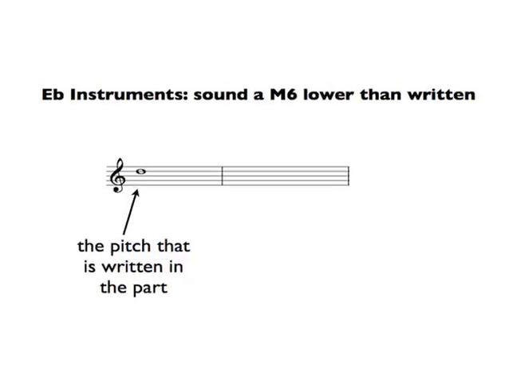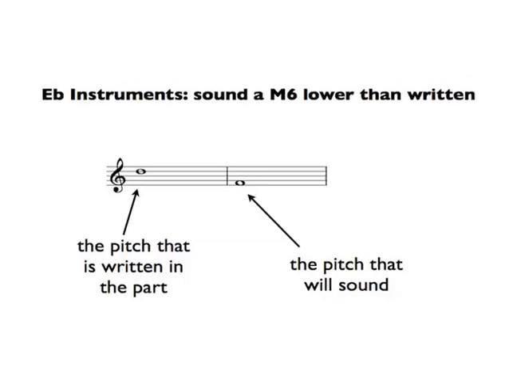Well, how about an alto saxophone? The player is reading and playing a D. What will that note actually sound like? Well, stop the video and figure it out. So the player has a written D, and sounds are lower than written. So we need to go down a major sixth to find that sounding pitch. A major sixth below a D is F.